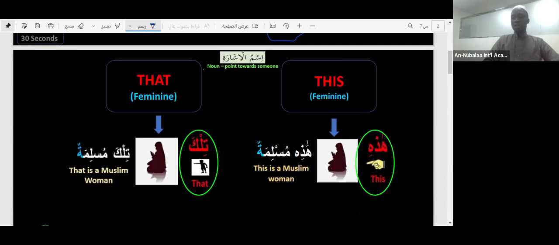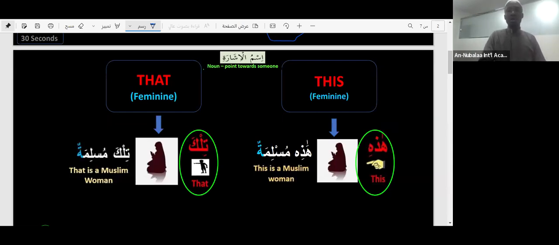But when you are referring to a feminine, you use hadhihi for this, and tilka for that. And you have learned what feminine means in the Arabic language: it is mu'annath. While masculine means mudhakkar. We have mudhakkar as masculine, and mu'annath as feminine.